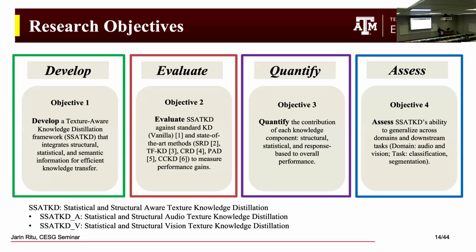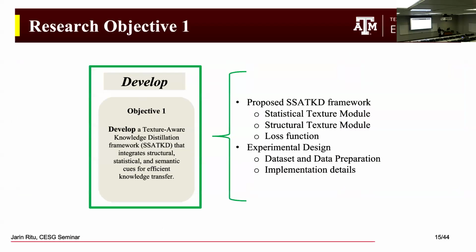We are calling this framework SSATKD, which stands for Statistical and Structural Texture Knowledge Distillation. When I use this framework in audio space, we call it SSATKD-A, and when I use it for vision tasks, we call it SSATKD-V. For the first objective, the development phase, I will talk about how the overall SSATKD framework works and what is inside the statistical and structural texture modules. Then I will talk about the experimental design.